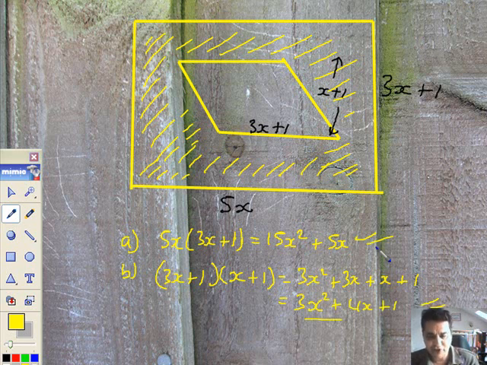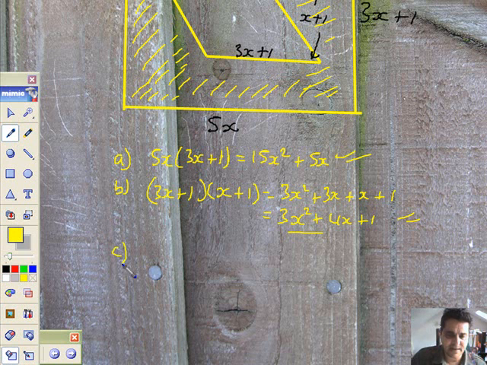Find an expression for the shaded area. Well, that's C. In other words, subtract the area of the parallelogram from the area of the rectangle, so be very careful again. So I've got 15x squared plus 5x, take away all of this. So it's worth putting a huge bracket around it and dealing with it one at a time.